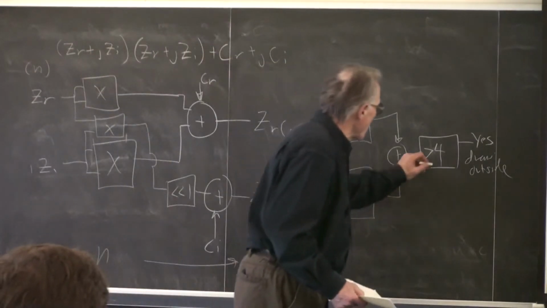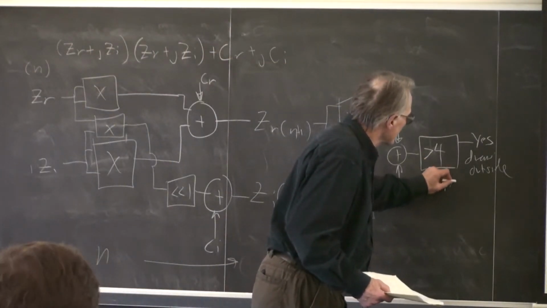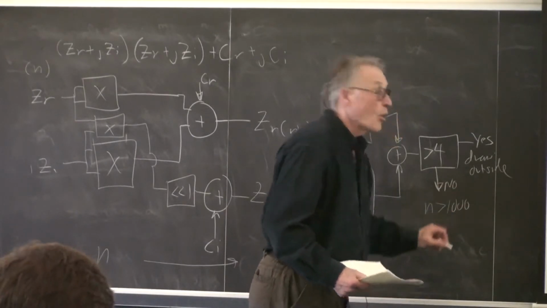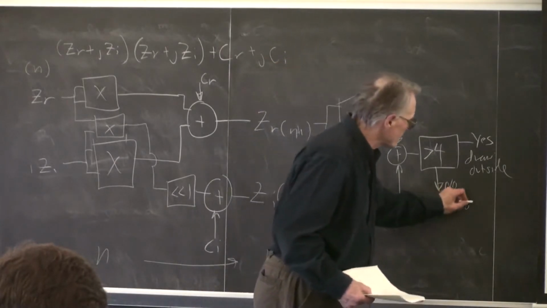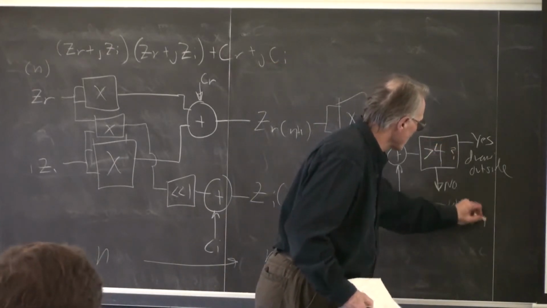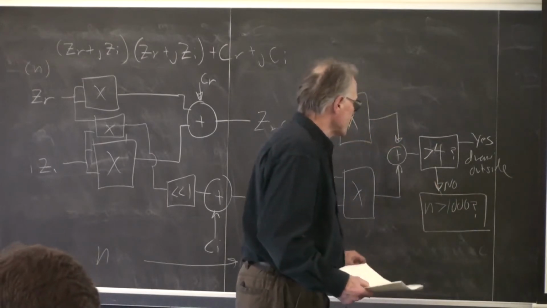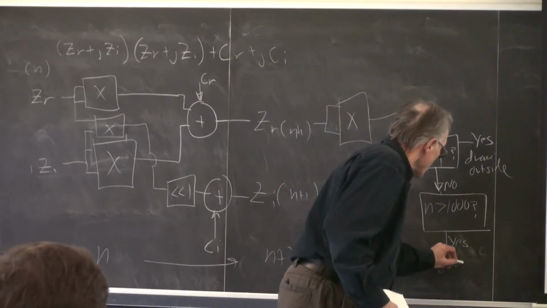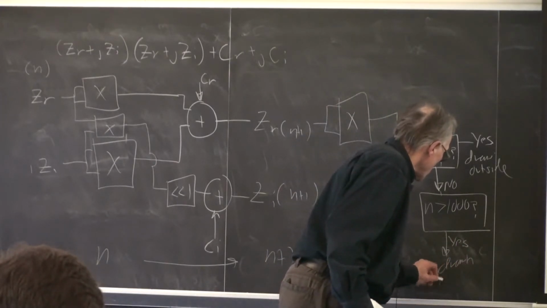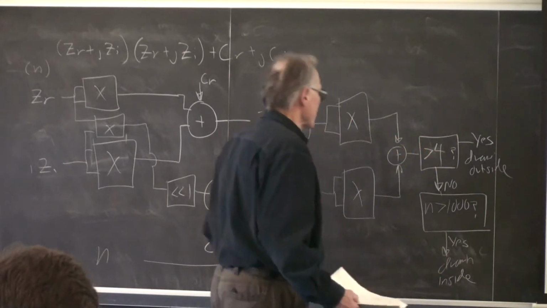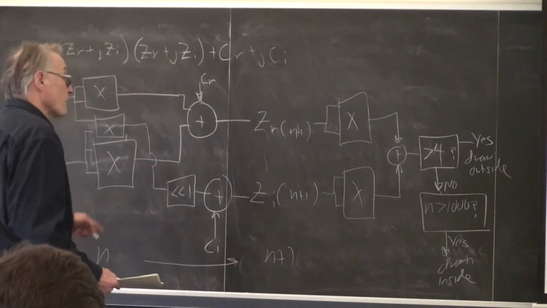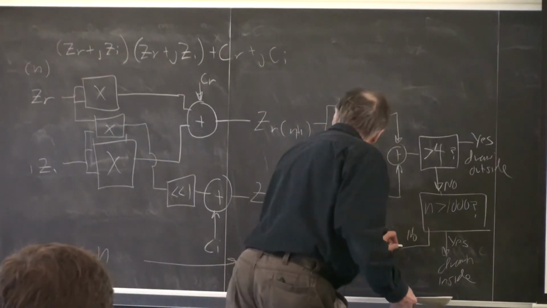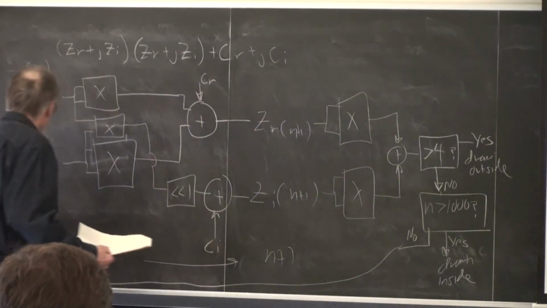If the answer is no, we find out is n greater than 1,000 or whatever you choose. And if the answer is yes, we draw a point inside the Mandelbrot set with the appropriate color for inside the Mandelbrot set. And if the answer is no, we go back and do it again.